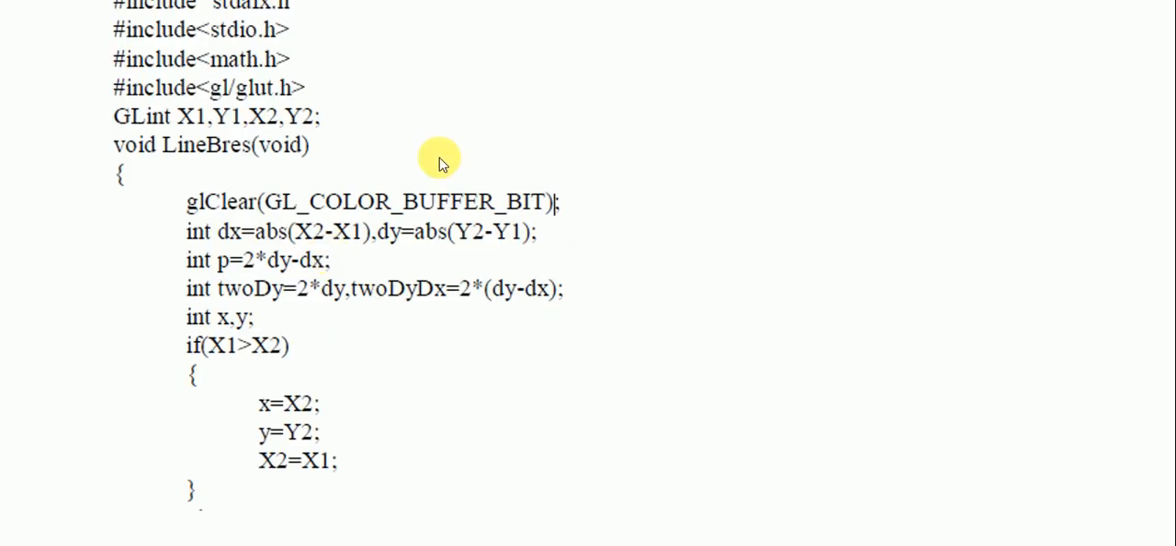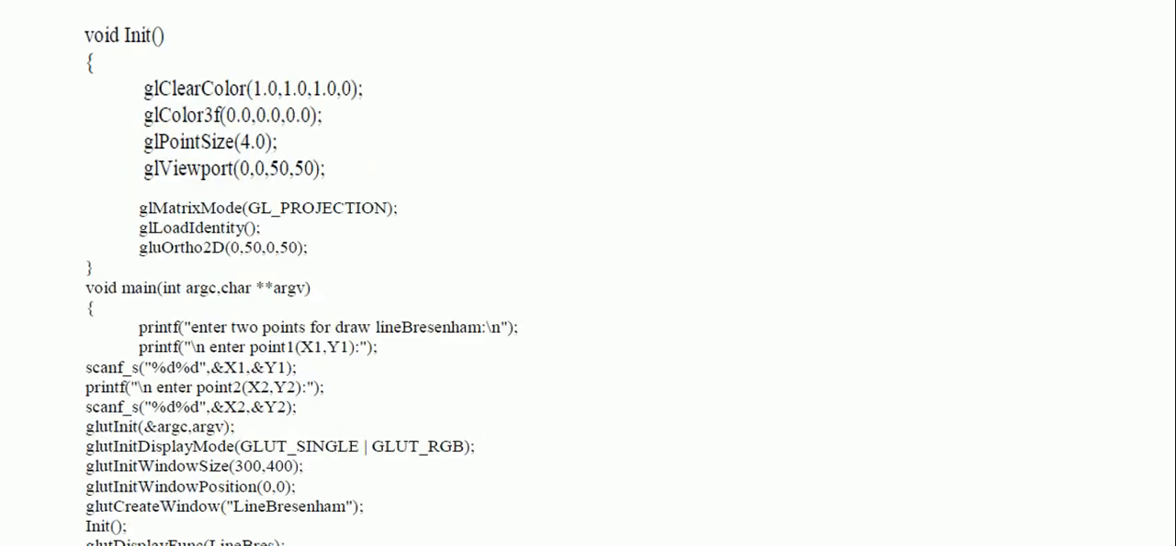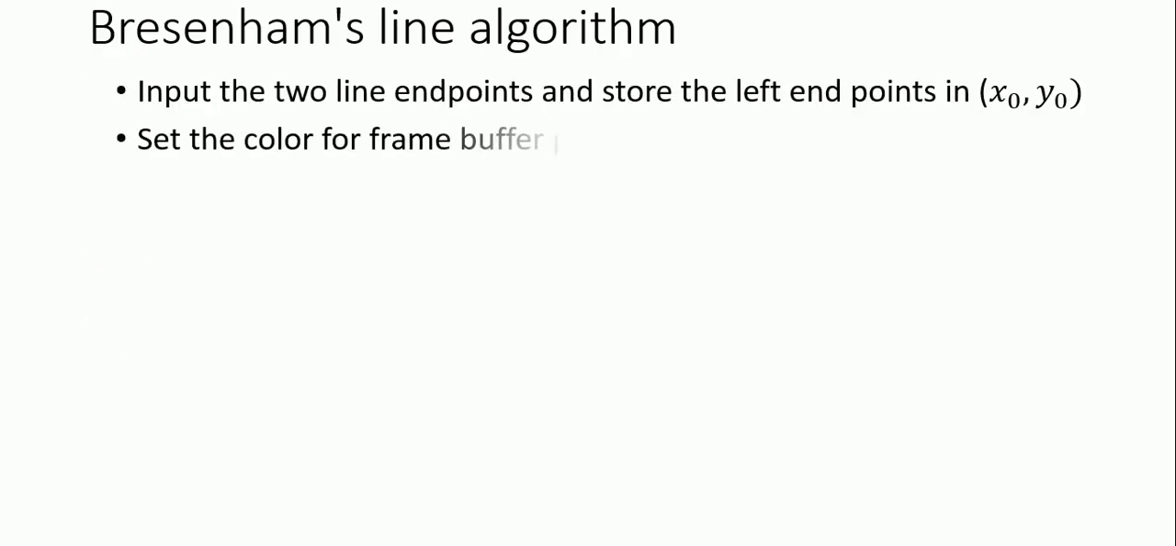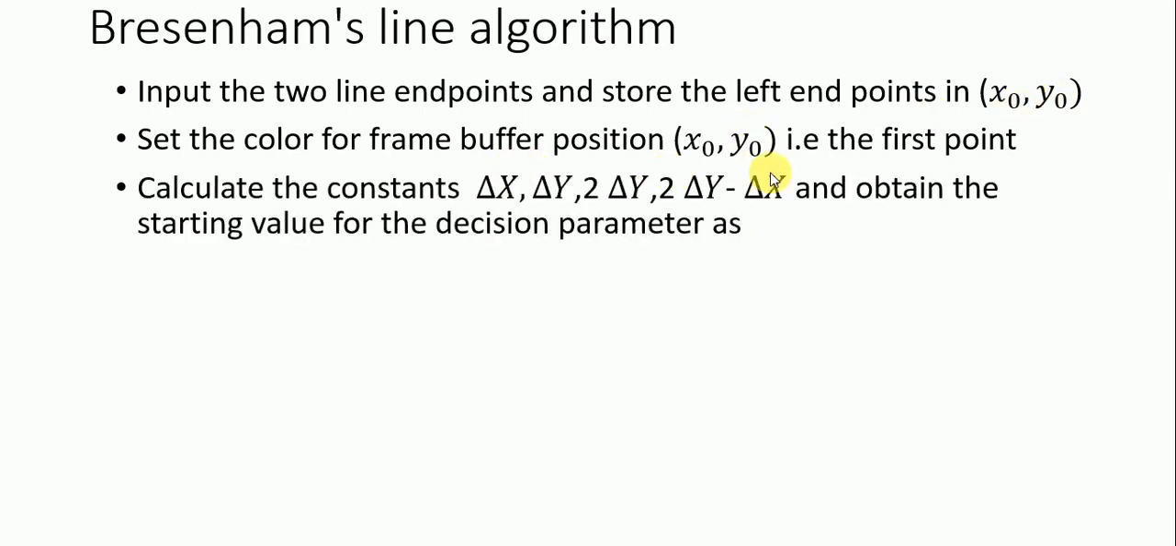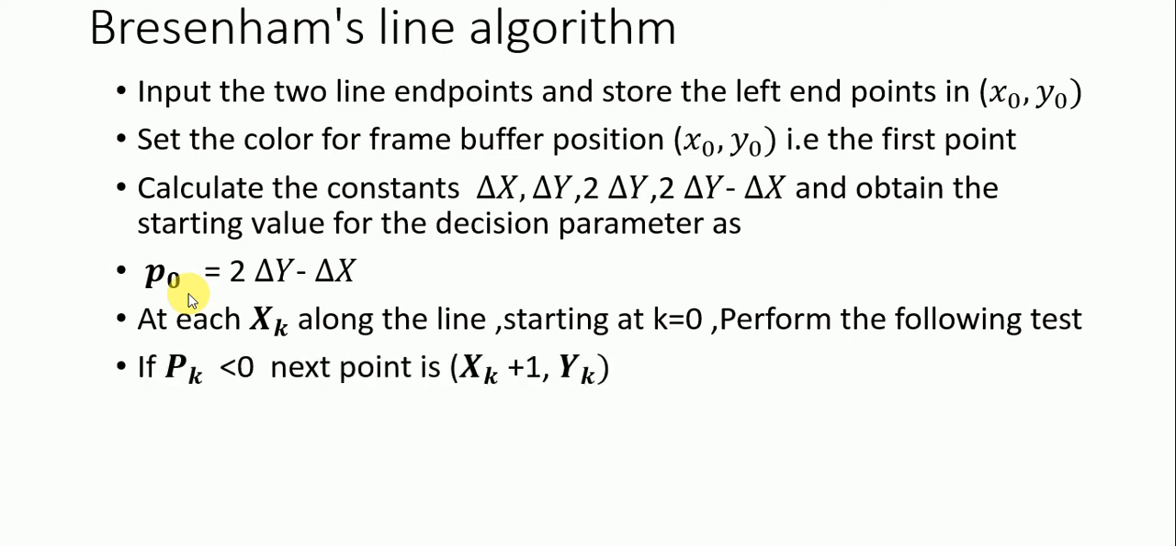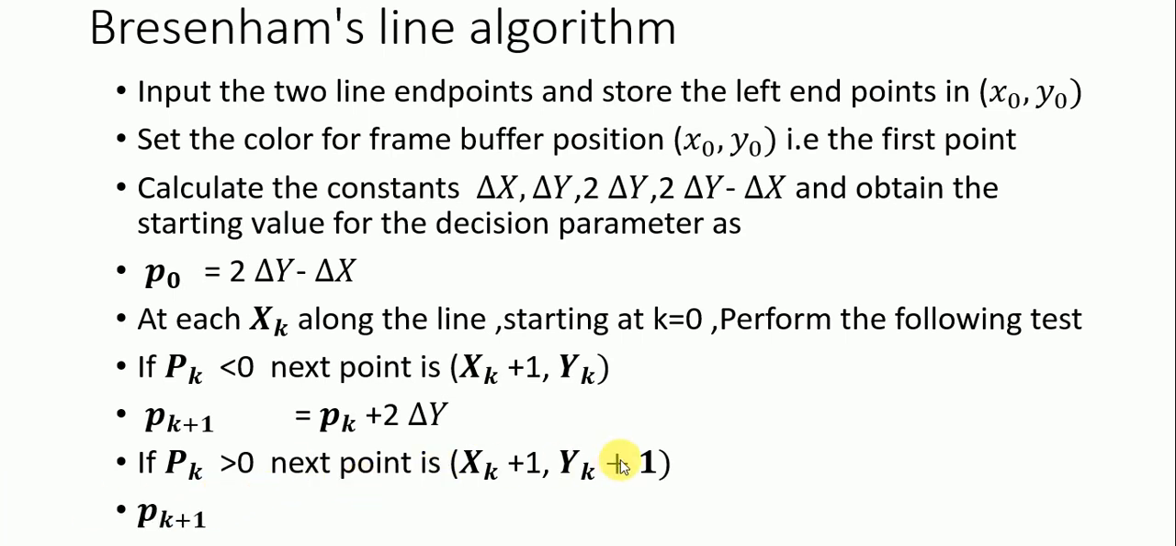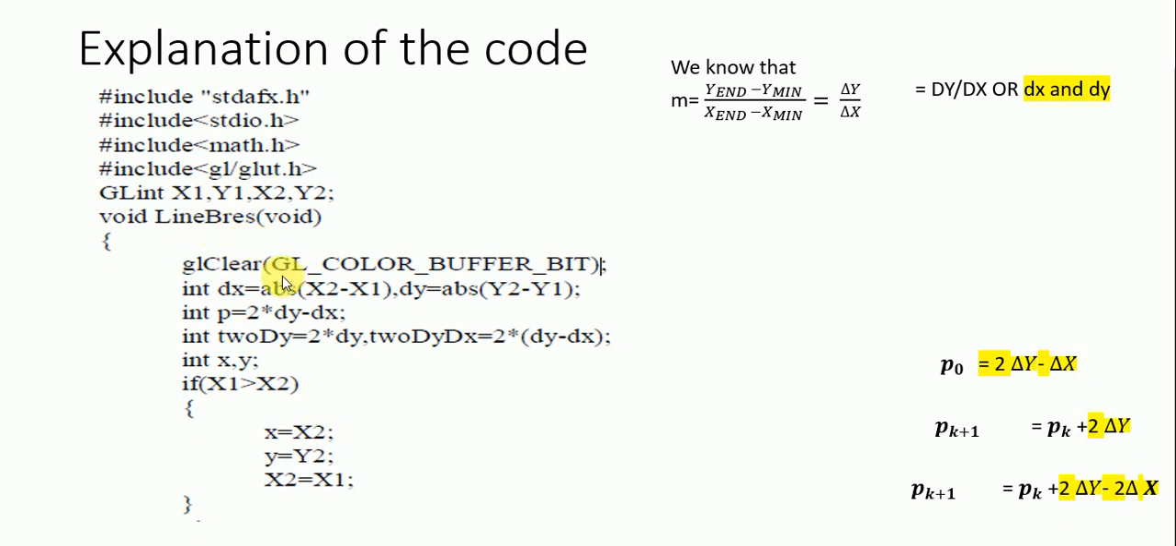Now the program we are considering is as shown. So this is the first part of the program, and this is the second part, and the next part. Now the algorithm of the program: x0, y0 is the initial point, and then we specify the first point and the second end point. And we calculate delta x, delta y, and calculate p0, and then calculate pk. If pk is less than 0, then we select the lower pixel. If pk is greater than 0, we select the upper pixel. Let us look at the first part of the program.